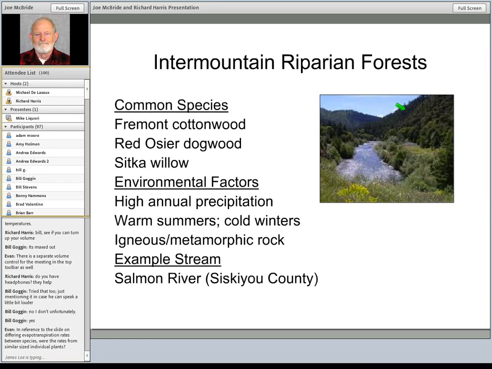These occur in the Klamath and Siskiyou Mountains of northern California. Fremont cottonwood is probably the commonest species in these types. We get elements from the Pacific Northwest, such as Sitka willows in these areas. These are areas, riparian forests, in which we have high annual precipitation, warm summers, cold winters, and most of this is in a landscape dominated by igneous and metamorphic rock. Next slide.